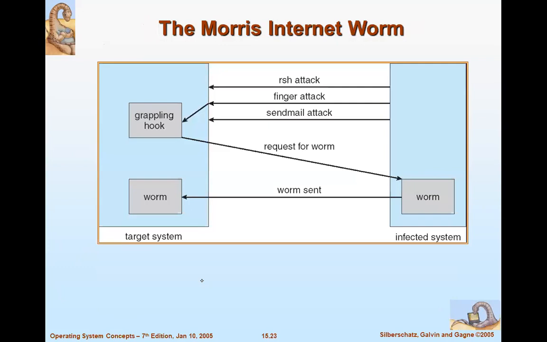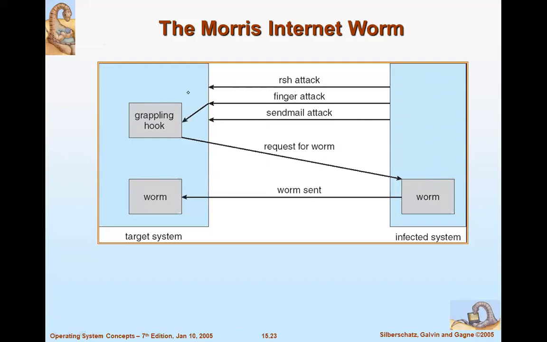Here is also an example over here. The Morris Internet Worm: you can see over here this is the target system, and this is the infected system on the other side. So actually there is a communication between the target system and the infected system. The worm sends a request in the first part, and then this hook, which is the grappling hook used at the target, actually invites this worm, and then the attacker or the worm sends a mail attack, and then fingers out this attack with the help of this hook.